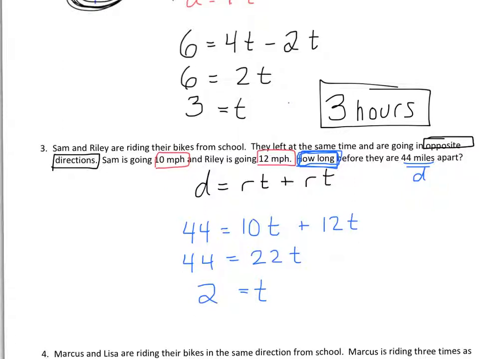So let's attach units to that. 2 what? Alicia, 2 what? Hours. All right. Good job, Alicia. So 2 hours it'll take them to ride their bike and be 44 miles apart.